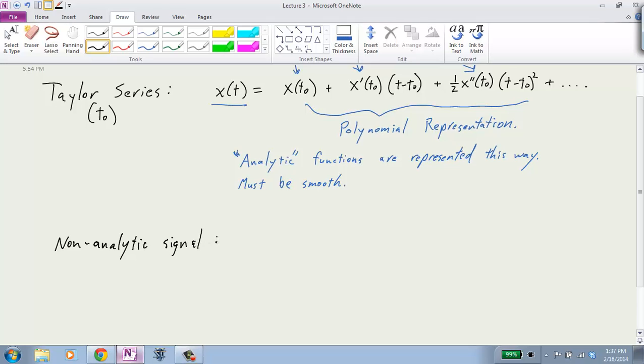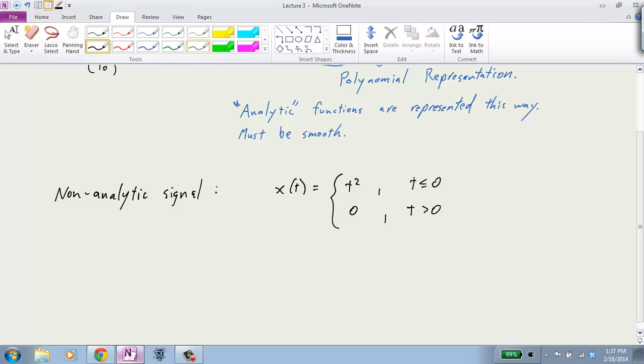Here's a pretty simple example. Let x of t equal t squared for t less than or equal to 0, and 0 for t greater than 0. I can plot this, and we'll have something like the following. And it's flat here. Okay, so that's our signal.